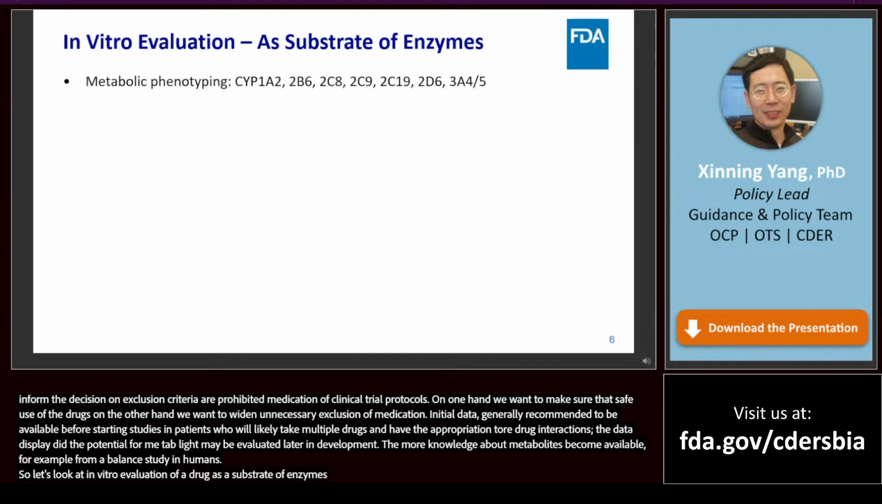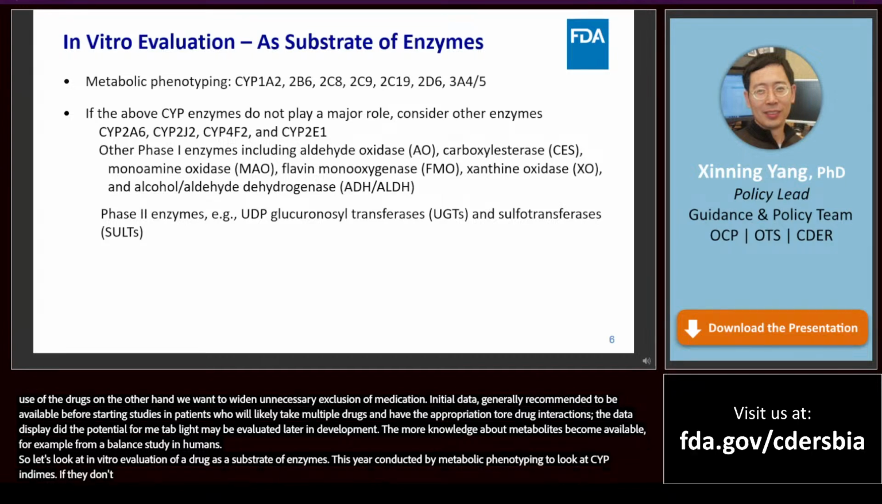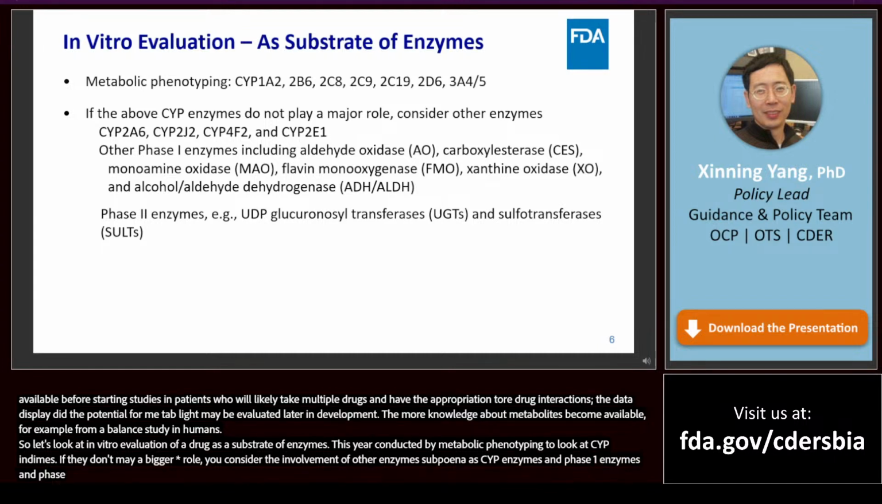This is usually conducted by a metabolic phenotyping experiment to look at several major CYP enzymes. If the above CYP enzymes do not play a major role, then we will consider the involvement of other enzymes, such as some other CYP enzymes or other phase 1 enzymes, and sometimes phase 2 enzymes if there is evidence suggesting direct glucuronidation or sulfation of a drug.